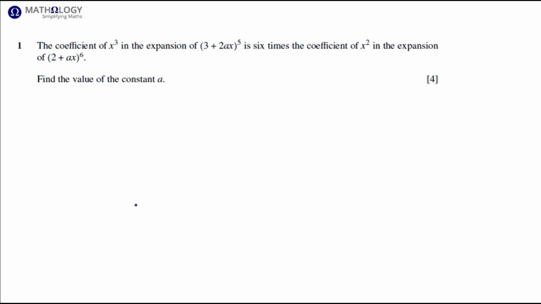The coefficient of x cubed in the expansion of (3 + 2ax)^5 is 6 times the coefficient of x squared in the expansion of (2 + ax)^6. Bear in mind, it's not necessary to expand both of these binomials completely. We only require, from the first expansion, the coefficient of x cubed, and from the second expansion, the coefficient of x squared. So it's not necessary to expand both completely.